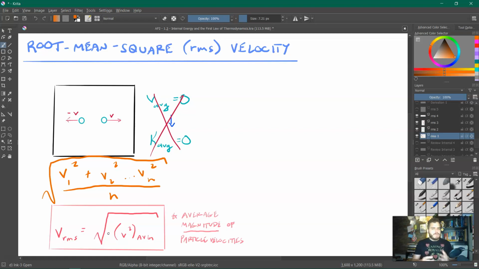Now, we're not going to have to use this equation very often. I really want you just to be familiar with the term because you're going to see it used periodically, and I don't want you to freak out because you've never seen it before.